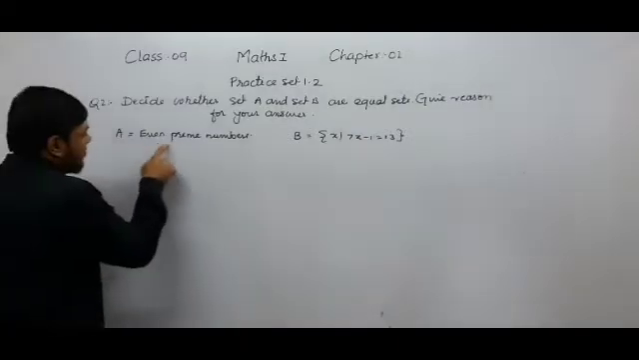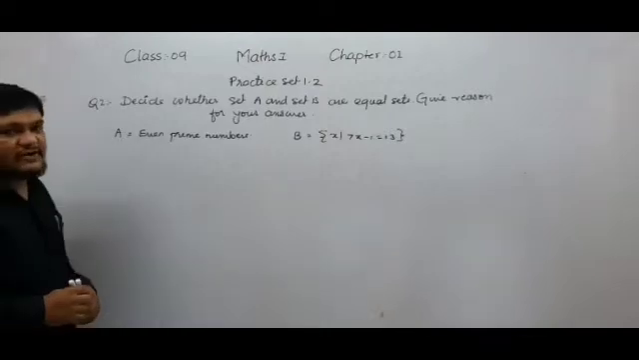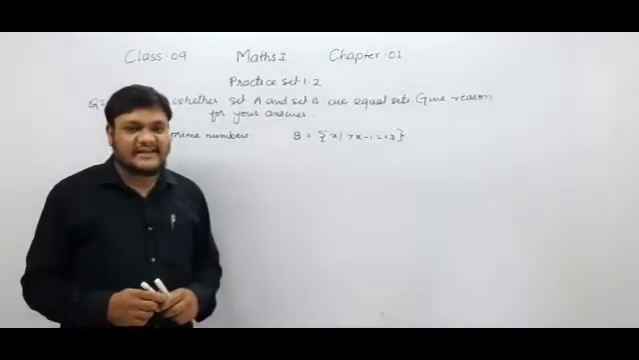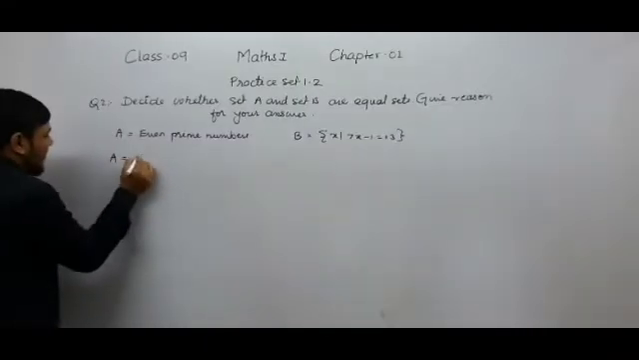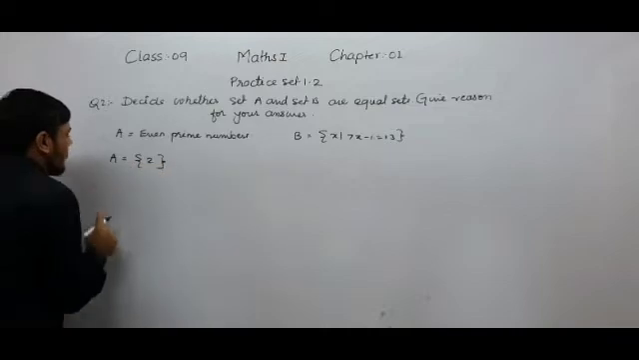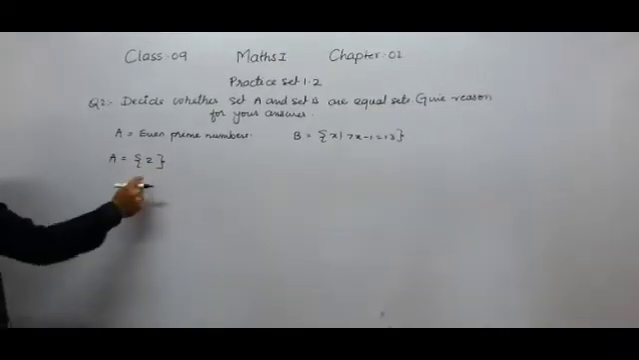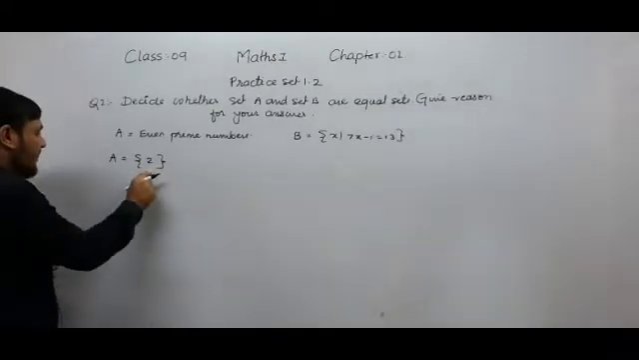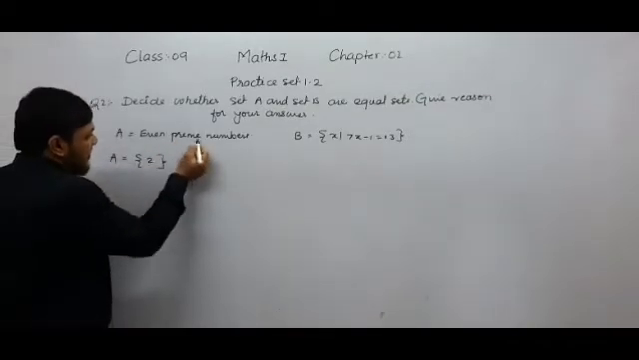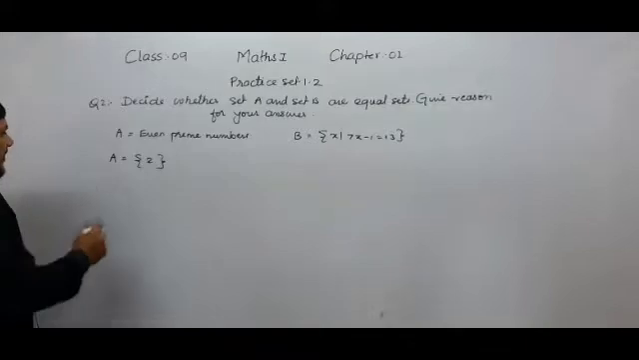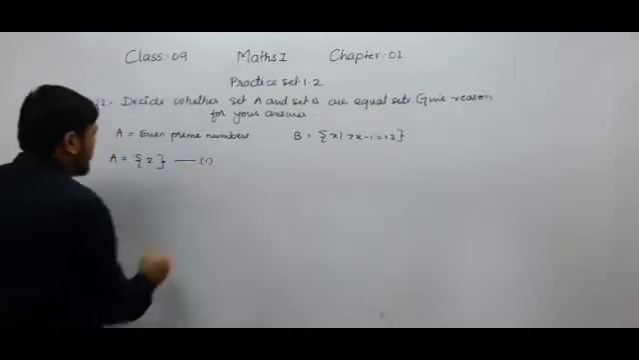So students, A is equal to even prime numbers. We know that there is only one number which is even as well as prime, and that is 2. So if you write set A by the listing method, A is equal to curly bracket 2. So there will be only one element. This is a singleton set, because there is only one element in this set. So A is equal to 2 because 2 is an even as well as prime number. Let this equation be equation number 1.